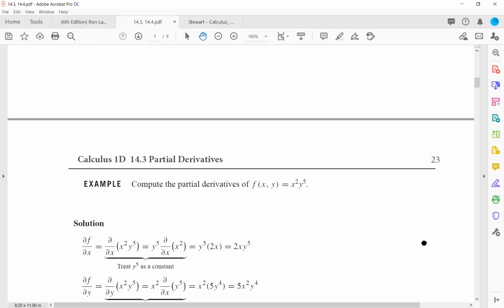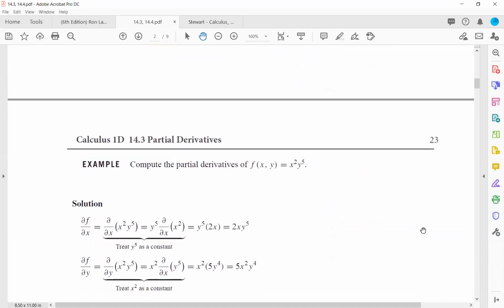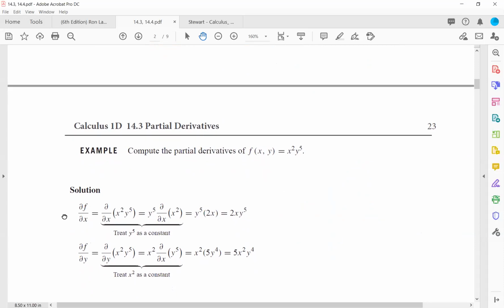Okay, one example here for you. Compute the partial derivatives of a function in 2 variables x and y, which is x squared y to the 5th. Since you have 2 free variables, it doesn't make sense to say take the derivative of the function. You have to mention with respect to which one. Are you taking the derivative with respect to x, or with respect to y? You're calculating the rate of change of the function with respect to 2 variables.